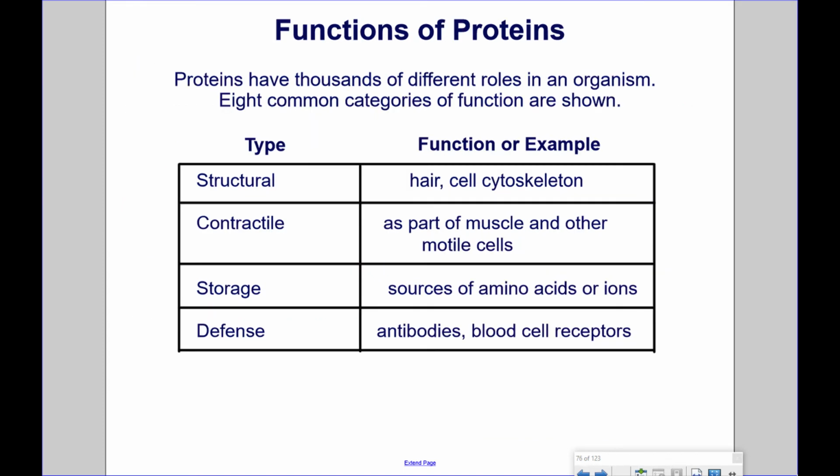Functions of proteins. Proteins have thousands of different roles in an organism. 8 common categories of function are shown. Structural proteins have function in hair and the cell cytoskeleton. Contractile proteins are part of muscle and other motile cells. Storage proteins are sources of amino acids or ions, and defense proteins can serve as antibodies or blood cell receptors.